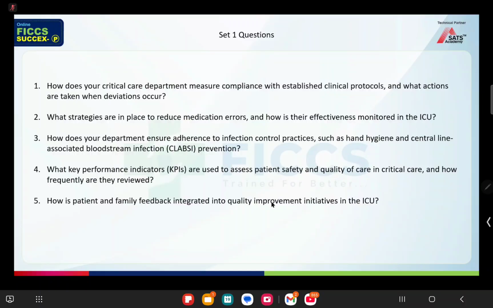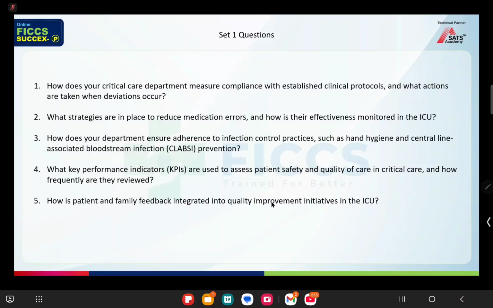Fourth is, as I told you, the steps are followed at every point. And fifth, the most important, is that all the five movements are being followed. Most commonly, we all know that after touching the patient and after touching the patient surroundings, it is not followed. So this is something which we need to do.